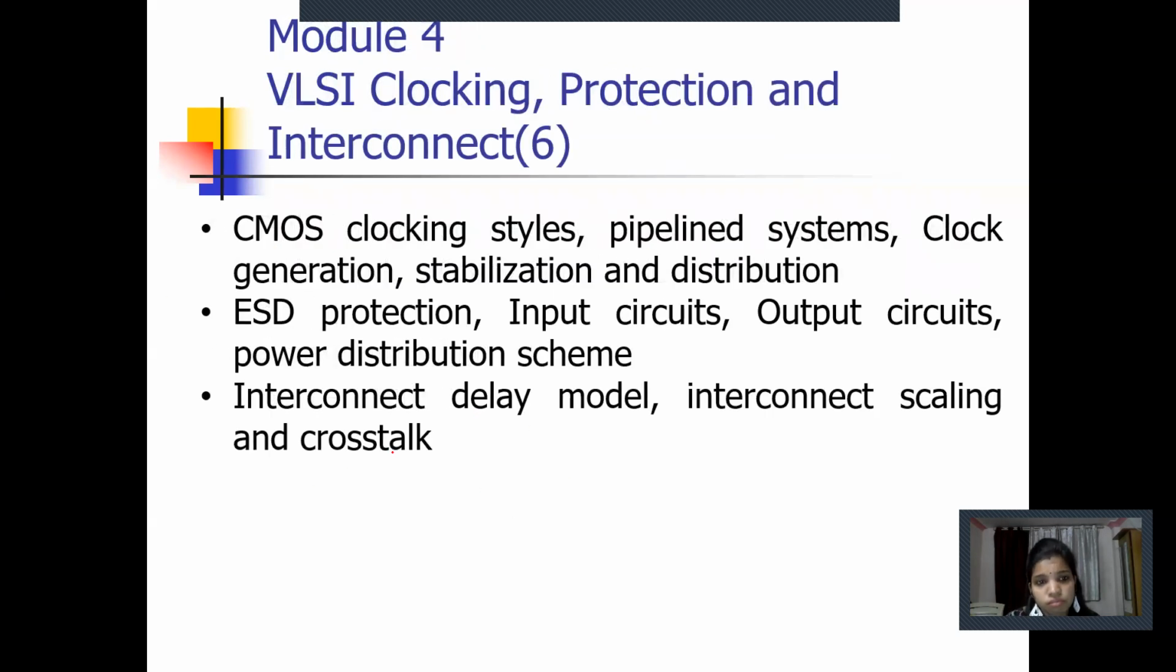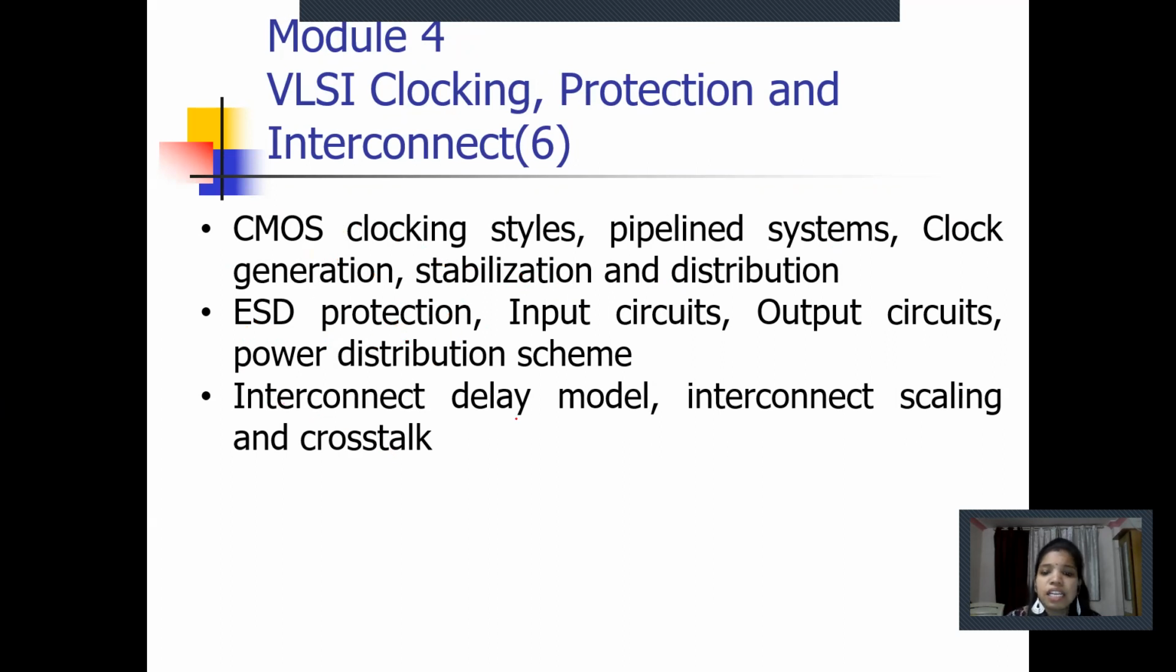Okay, so once modules 1, 2, 3 are done, in module 4 there is a new concept of clocking, protection, interconnect. Here you will learn what different types of clocking styles we use, what type of clockings are necessary, like pipeline system, clock generation, stabilization, distribution. ESD means electrostatic discharge. What do you mean by ESD? What is the disadvantage of ESD? Why is ESD protection required, and how many types of ESD protection circuits are there? This we will learn in this module.